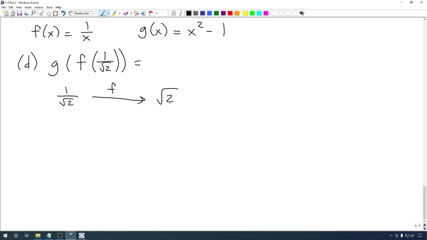We're going to take that square root of 2 and plug it into g. So we just follow this formula. We take that square root of 2, we square it, and we subtract 1. Of course, square root of 2 squared is 2. When we subtract 1 from 2, we get 1.